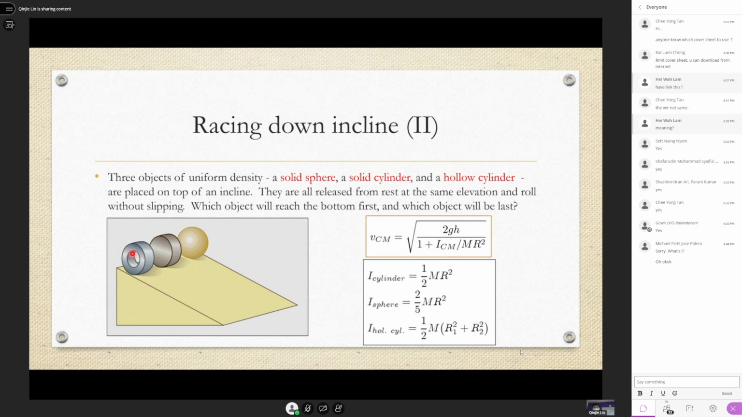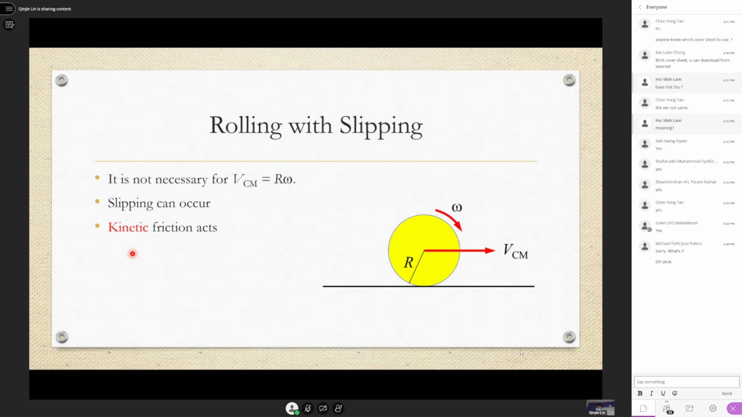So far, that was rolling without slipping. Everything okay? Any questions on rolling without slipping? If you've got questions, you can just type them out. Later when I check, I can answer.